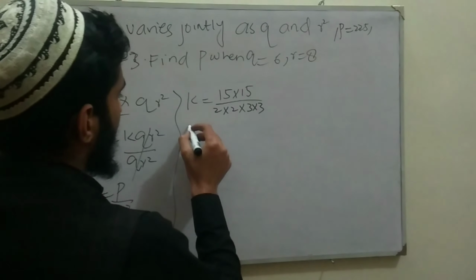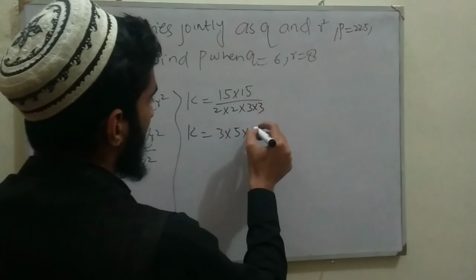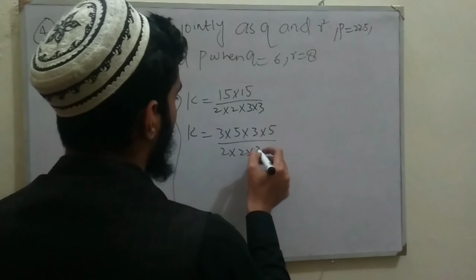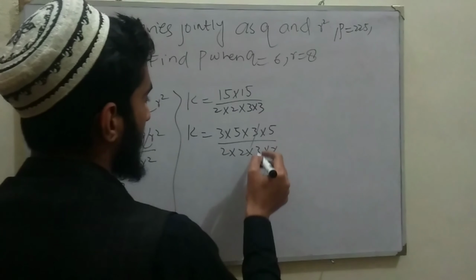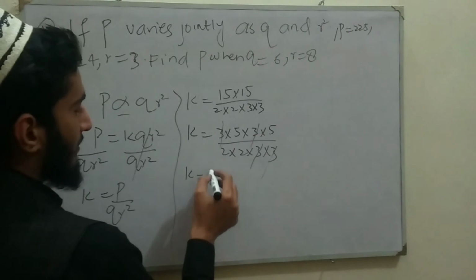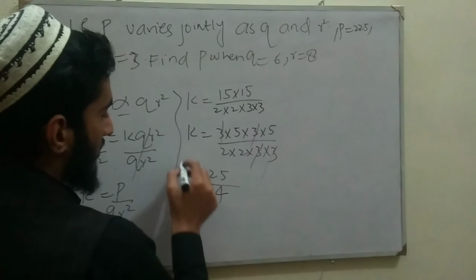Now we can write K is equal to 15, which can be written as 3 multiplied by 5, and this 15 can also be written as 3 multiplied by 5, divided by 2 multiplied by 2 multiplied by 3 multiplied by 3. This 3 is cancelled out with this 3, and this 3 is cancelled out with this 3. In the numerator we are left with 5 multiplied by 5, which gives us 25, divided by 2 multiplied by 2 in the denominator, which gives us 4. This is the value of K.